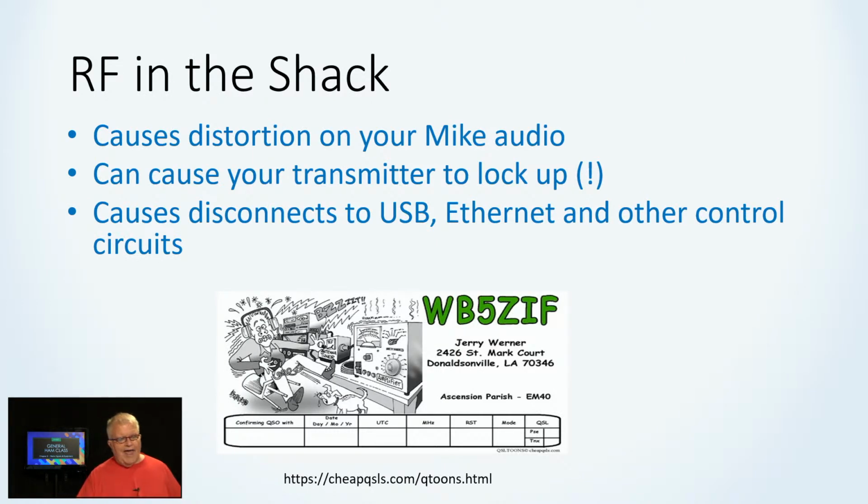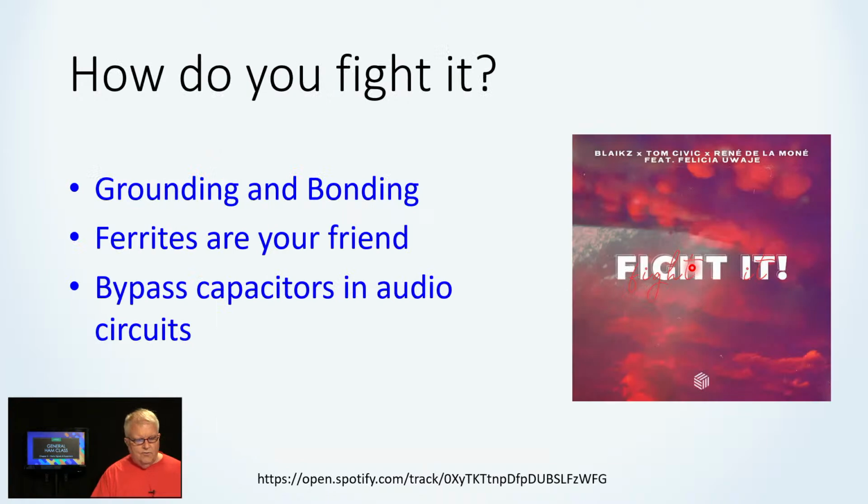So RF in the shack: if you have your antennas too close to your ham shack like I did for so long, it can cause distortion in your mic audio. It can cause your transmitter to lock up, and can cause disconnects to USB, Ethernet, and other control signals. And how do you fight this? Well, you can use grounding and bonding, making sure that all of the chassis of the equipment are connected together. Ferrites can fight signals on cables, and bypass capacitors in audio circuits.